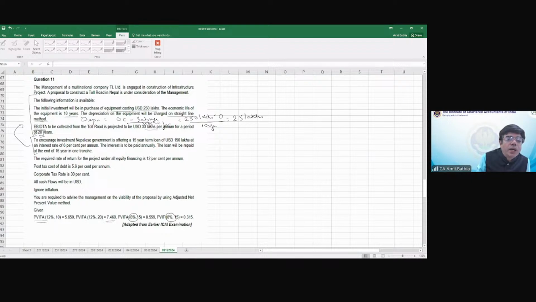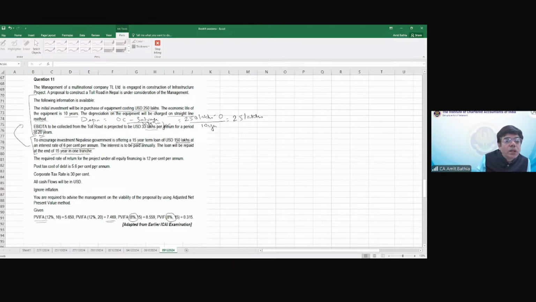To encourage investment, Nepal's government is offering a 15-year term loan of USD 150 lakhs at interest rate of 6% per annum. The interest is to be paid annually. The loan will be repaid at the end of 15 years in one single tranche, meaning you are taking 150 upfront at year 0, that is beginning of the first year, and then you are going to pay 150 lakhs at the end of 15 years, right?